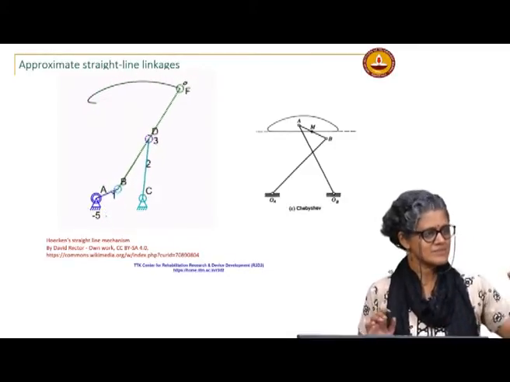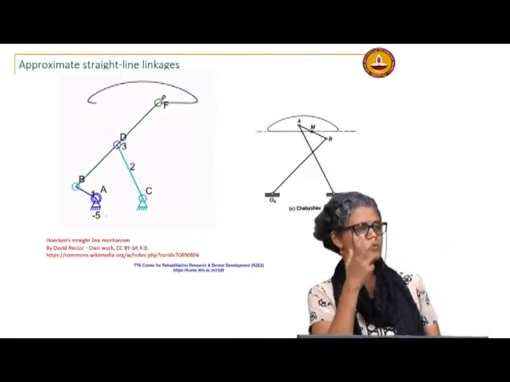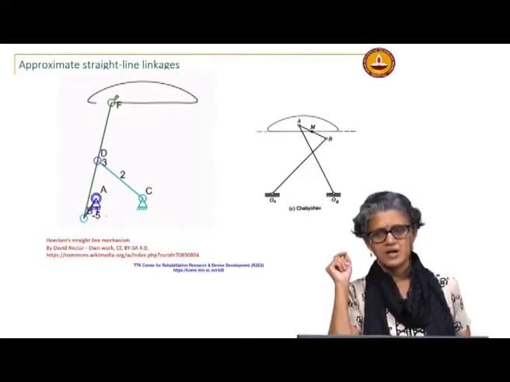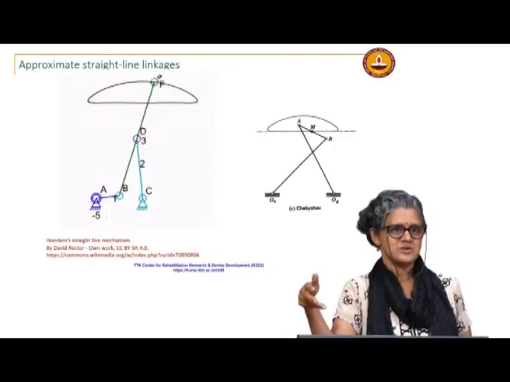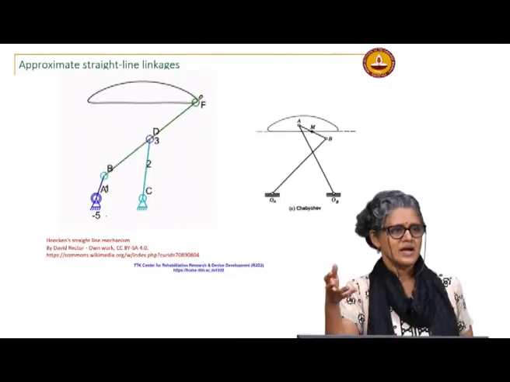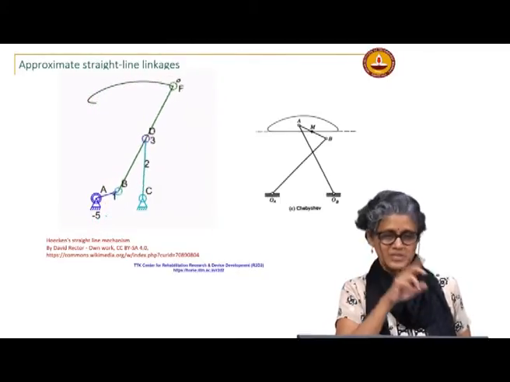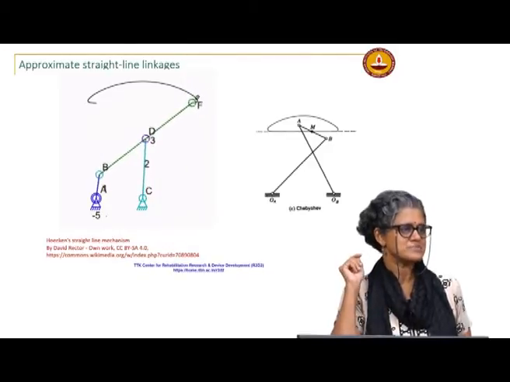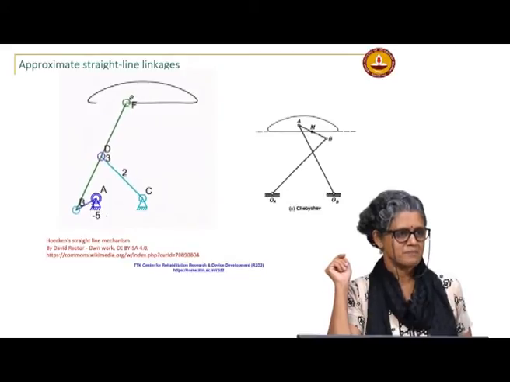Okay. So, straight line motion was something that people wanted to approximate using coupler curves. So, different people came up with these different linkages, and then it was found that some of them are cognates of one another, but that is why they have different names. They are named after whoever invented them. Okay.